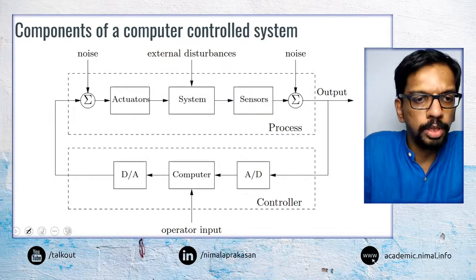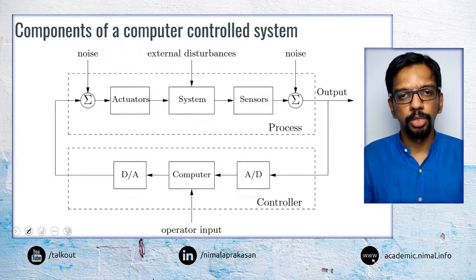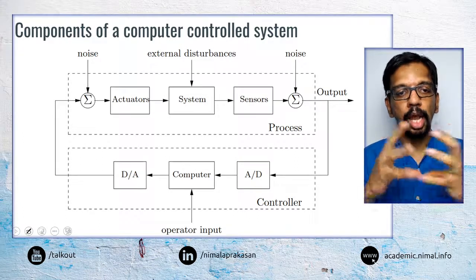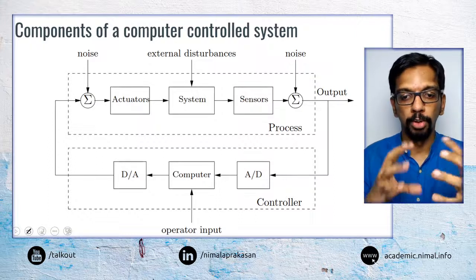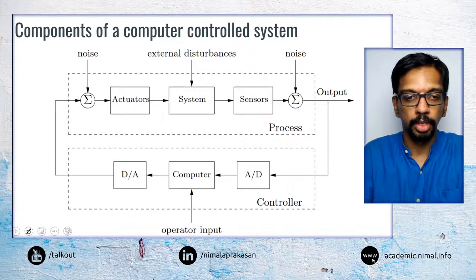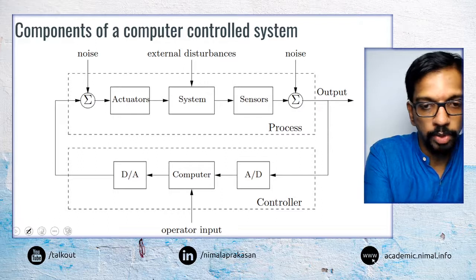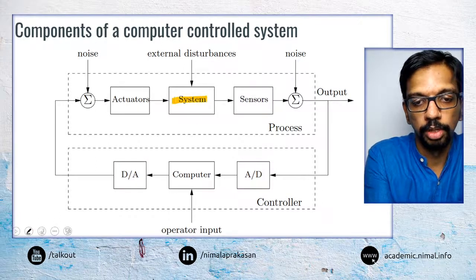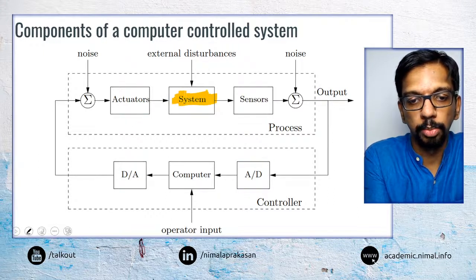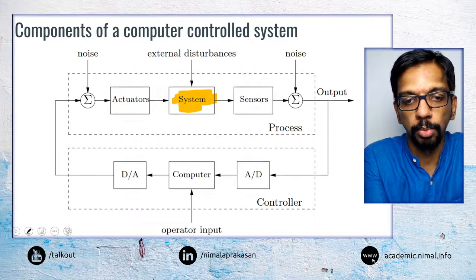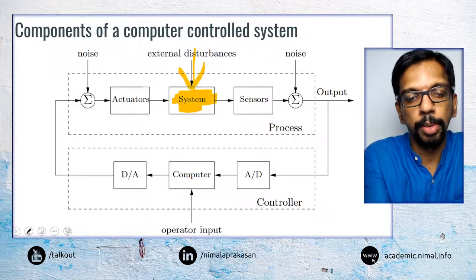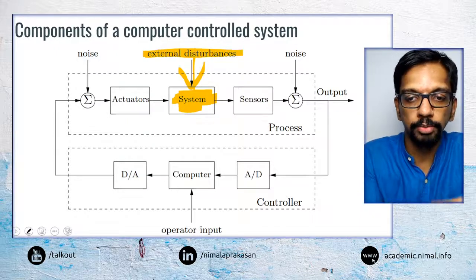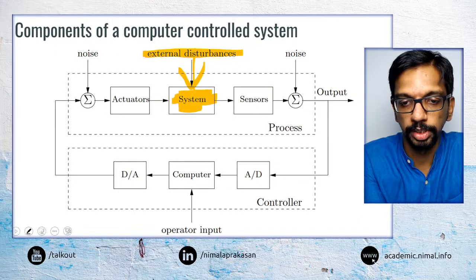Now, when we think about a computer control system, or a control system that is built as a digital device, we can identify a number of major components. We would start with the actual system itself, whether the air conditioning system or whatever, that is the system we are talking about, and it may be impacted by external disturbances. Any changes in the room temperature is the external disturbance.